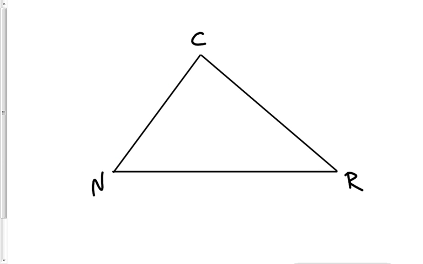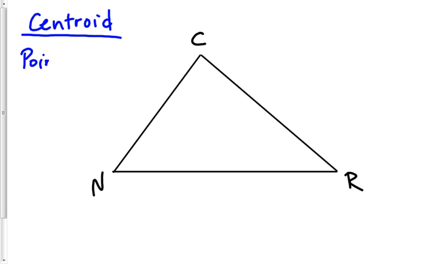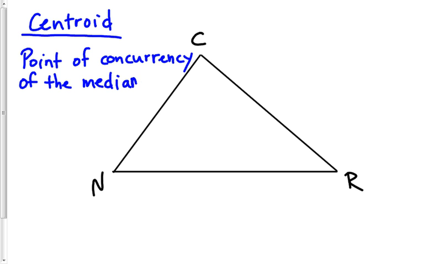Alright, so on this slide I have a scalene triangle CNR, and I'm going to construct the centroid. By definition, the centroid is the intersection of the medians. So let me say this up here. The centroid, it's the point of concurrency, right? We define this in the notes. Point of concurrency of the medians. So a point of concurrency is the point where they all intersect. And in this case, the point where all the medians intersect is the centroid.